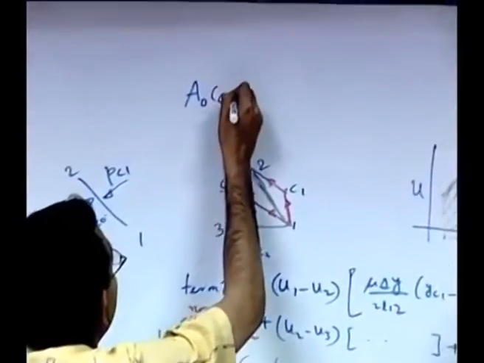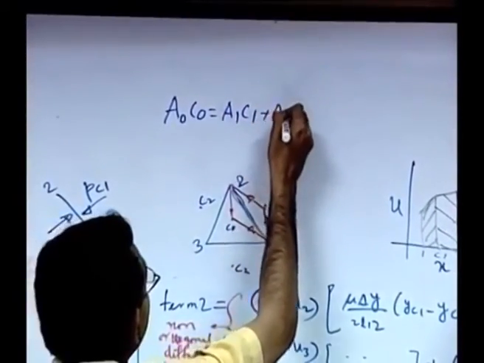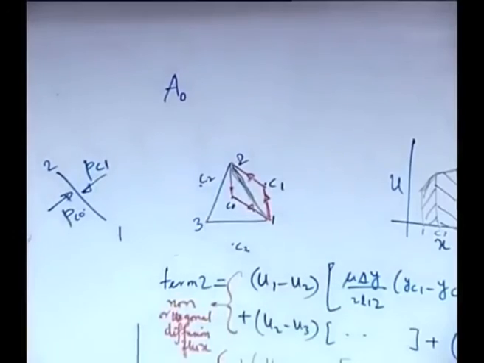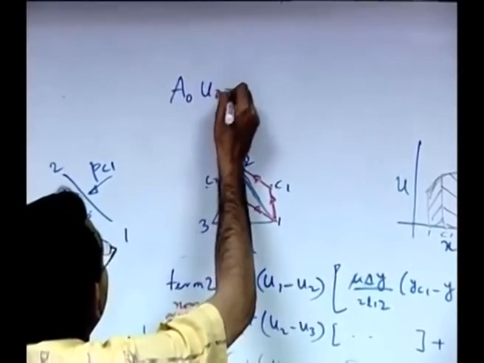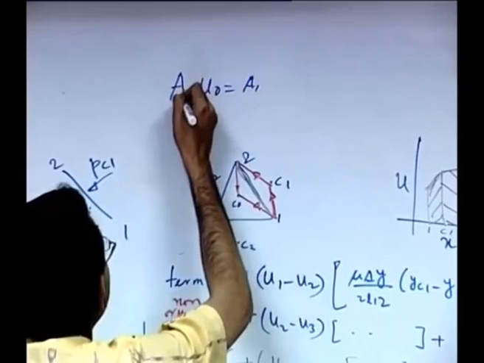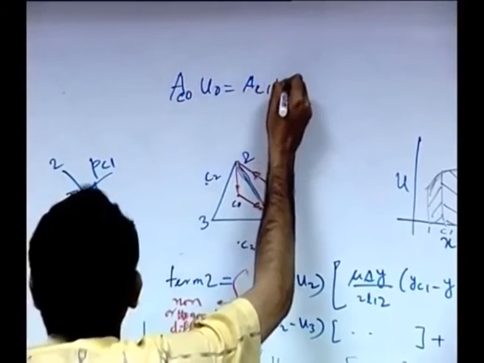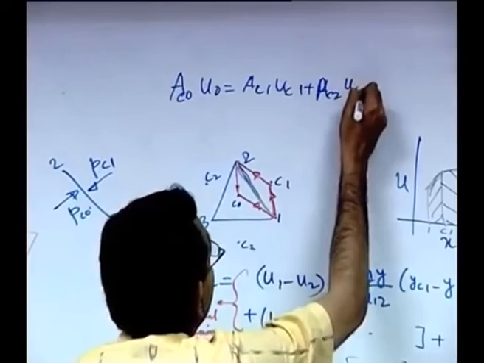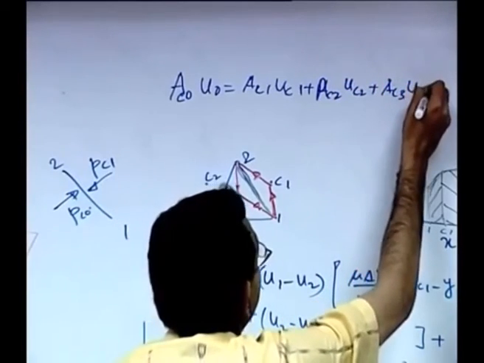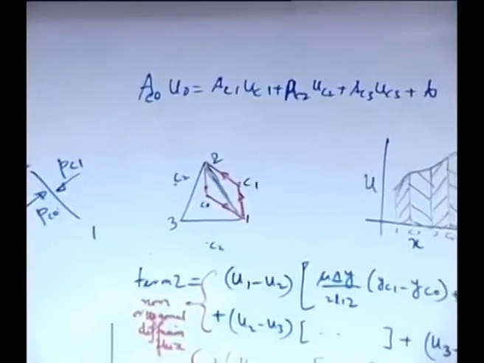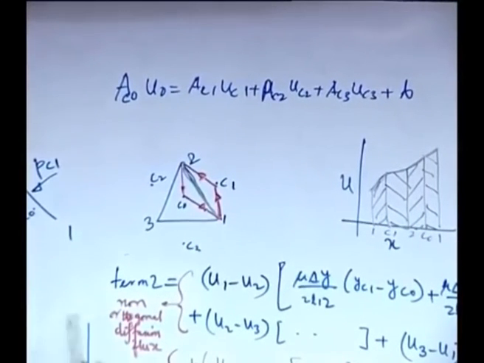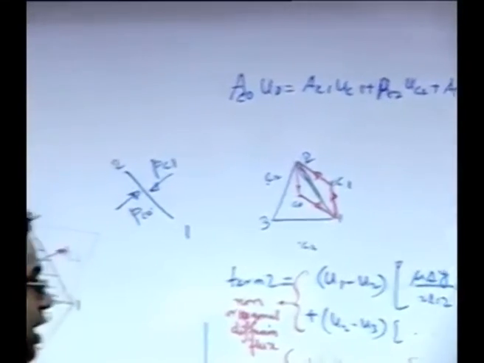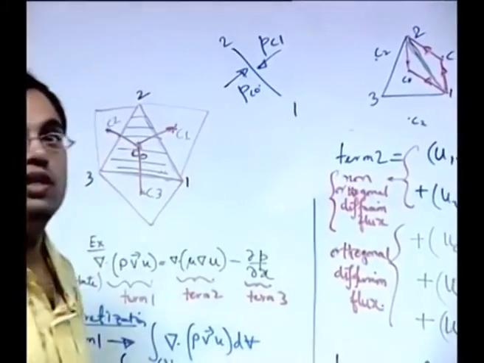AC0 UC0 is equal to AC1 UC1 plus AC2 UC2 plus AC3 UC3 plus B. You can see why this B term is necessary even though there is no source term as such. One is to accommodate the pressure gradient term, other term is to accommodate the non-orthogonal diffusion flux.